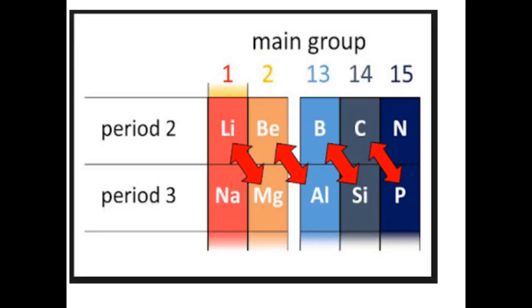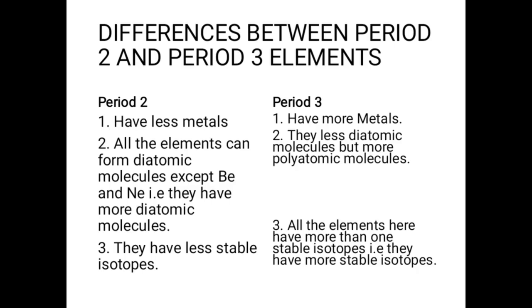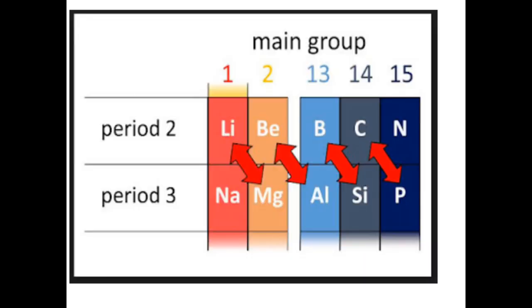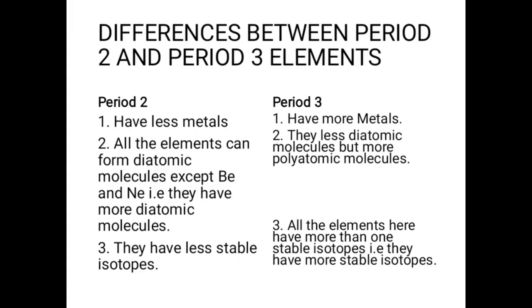They have fewer stable isotopes. For period 3, all the elements have more than one stable isotope. You can talk of, for instance, magnesium, sodium. You have sodium-23, sodium-24, and the like. So each element in period 3 has more than one stable isotope. This is a key difference between them.